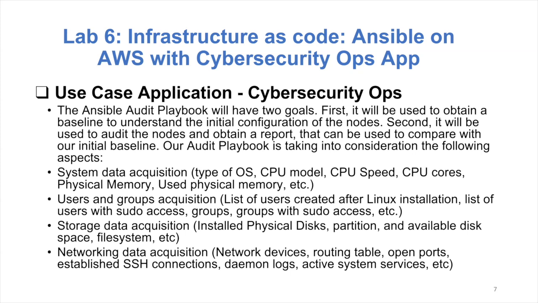Our audit playbook takes into consideration the following aspects of these nodes: system data acquisition, including the types of operating systems, CPU model, speed, cores, memory, and used physical memory. Users and groups acquisition will have the list of users created after Linux installation, list of users with sudo access, groups with sudo access, etc. The storage data acquisition will look into installed physical disks, partitions, and available disk space along with the file system and other storage related information.